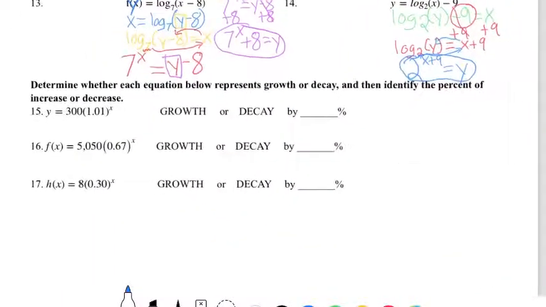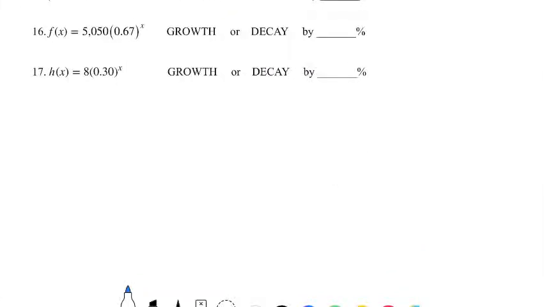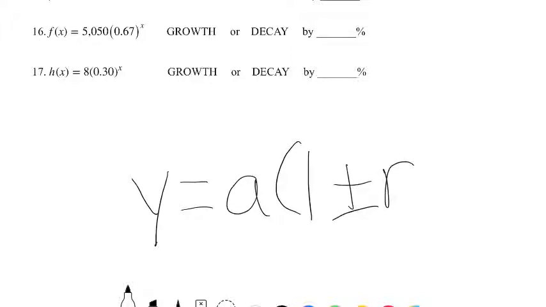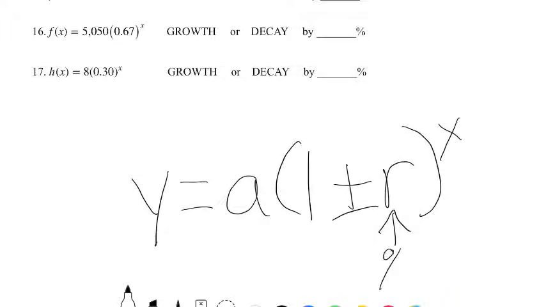So lastly, 15, 16, and 17, we're asked to determine if it's growth or decay and by what percent. So this one, we're going to have to refer back to something that some of you did not know today. Our general form: y equals a times 1 plus or minus r, for our rate, raised to our x, where r is our percent. So we've got to ask ourselves each time, what is that r?